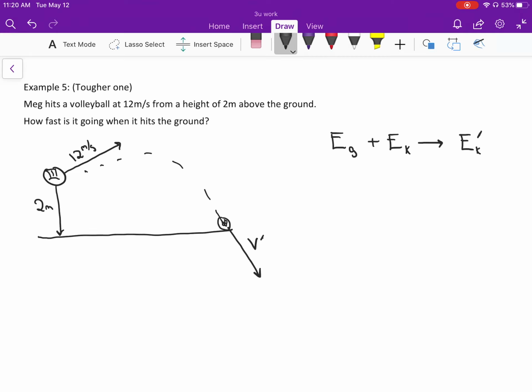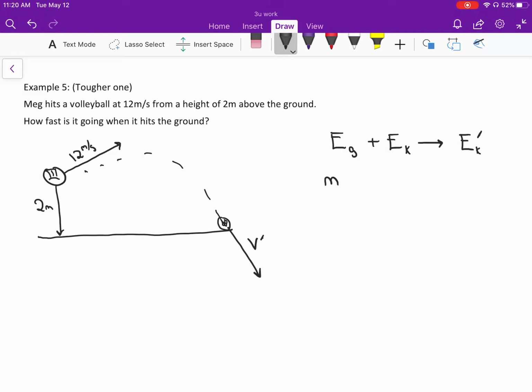Sometimes you use an analogy of money. The volleyball started off with money in two bank accounts. It had a little bit of money in its gravitational bank account, and it had some money in its kinetic bank account. It's going to take all of its gravitational money and convert it into the kinetic energy account. All the joules end up as EK prime. And then, knowing our equation, we can figure out how fast it's going for having that many joules of kinetic. We can't simply crank out the mgh and the 1/2 mv squared since we don't know the mass.